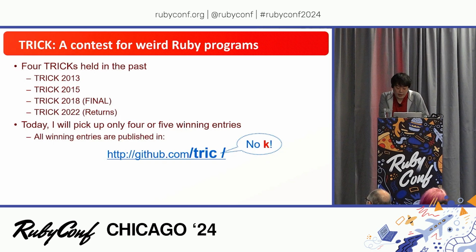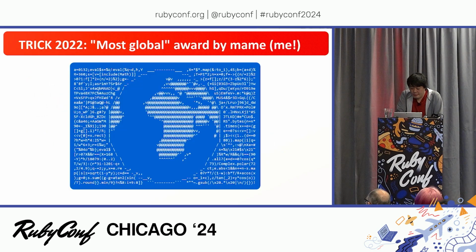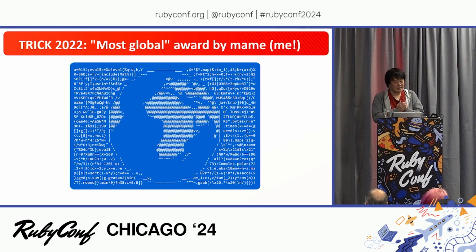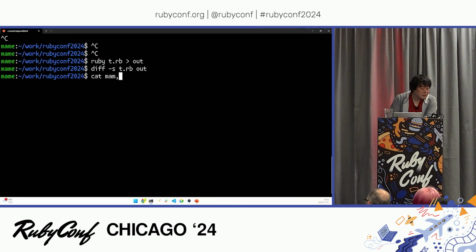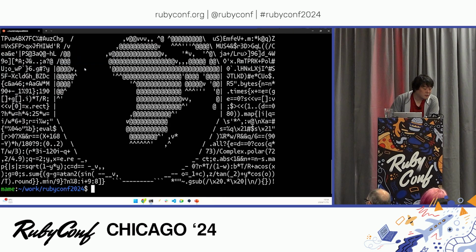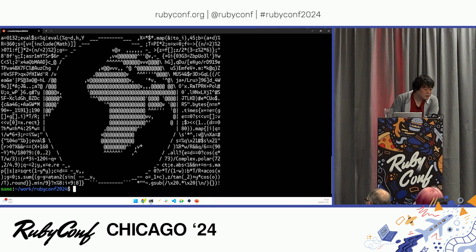The first winning entry I will show you today is this one. This is the most global award at TRICK 2022. The author is me. In TRICK, the judges themselves can submit their own work. In such a case, they are evaluated based on the average score of the judges other than the author. Anyway, let's run it. Okay, so this is the source code, and it's slightly bigger.